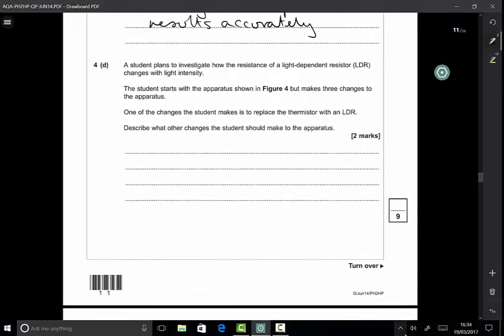Okay, a student plans to investigate how the resistance of an LDR changes with light intensity. The student starts with the apparatus shown in figure 4, but makes 3 changes to the apparatus. 1 is to replace the thermistor with the LDR. What other changes should they make? So we don't need anything to heat it with, so remove the beaker of water and Bunsen burner.